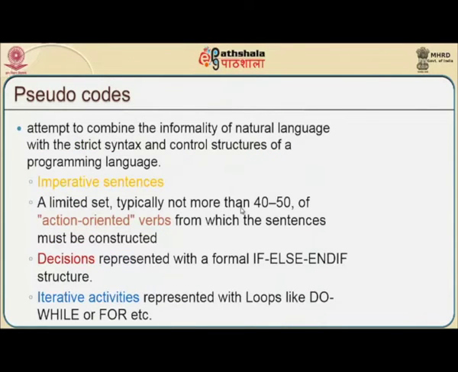So what does pseudocode mean? Pseudocode attempts to combine the informality of natural language with the strict syntax and control structures of a programming language. It uses imperative sentences, from a limited set, typically not more than 40 to 50 instructions, of action oriented verbs from which sentences must be constructed. Decisions are majorly represented with the formal if, else, end if structure, and iterative activities are represented with loops like do while or a for loop.